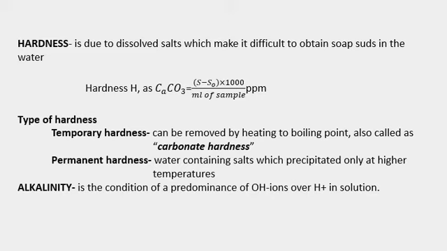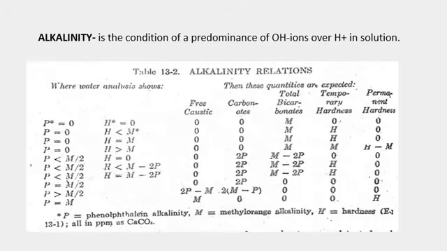Next is alkalinity, or alkaline, the condition of predominance of OH ions over H plus in solution. So alkalinity is the condition of predominance. Table 3-2 shows the alkalinity relations.